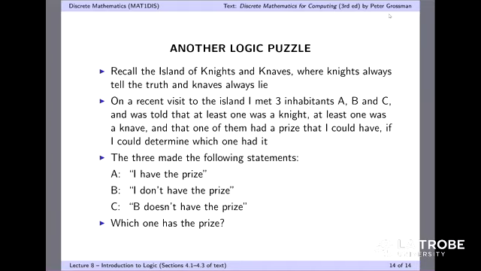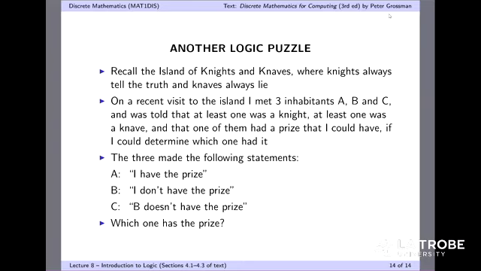I don't know the answer. I'm inclined to C, but I want your justification. I think it's C because if B and C are both knights and they're both telling the truth, they both have to be the same because they're referring to each other. So if B and C are knights, then A is lying about having a prize, and B can't have the prize because the knight's not the truth, so it has to be C.